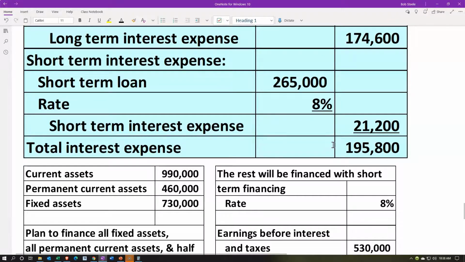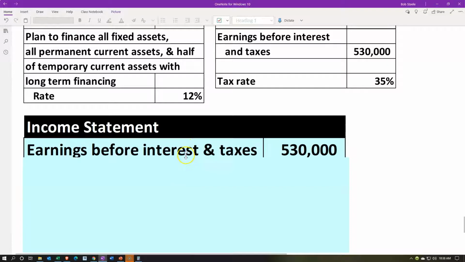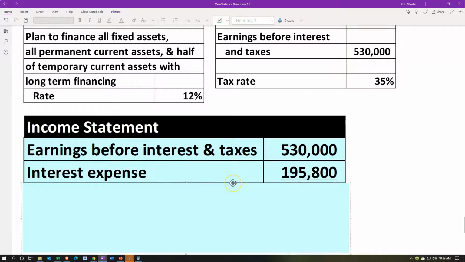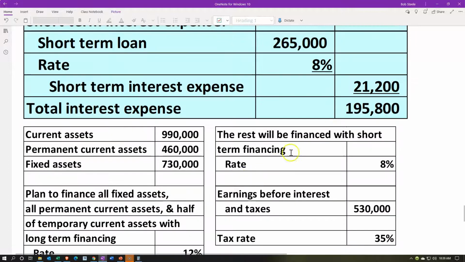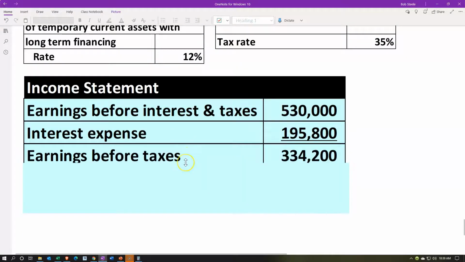What will be the effect on the income statement? Let's take a look at that. Income statement, we're going to start basically at net income before interest and taxes, just like we did last time, given to us up top, that being the 530,000. Then we have the interest that we just calculated, the 195.8, which we're pulling from up top here. That's going to give us our earnings before taxes, the 334.2.